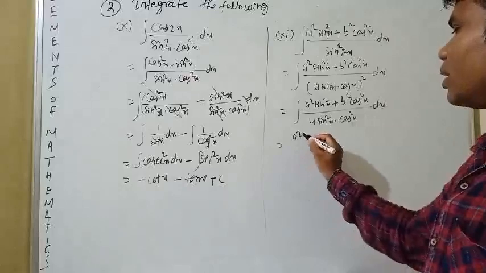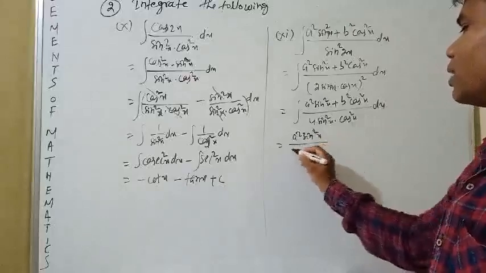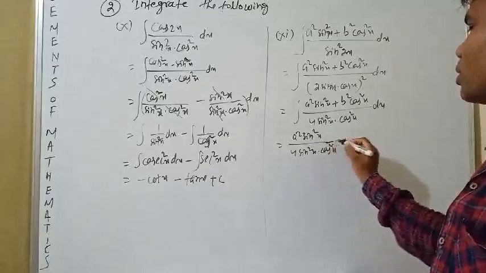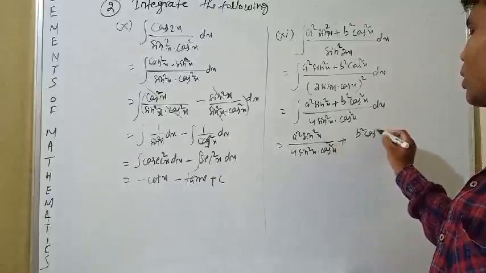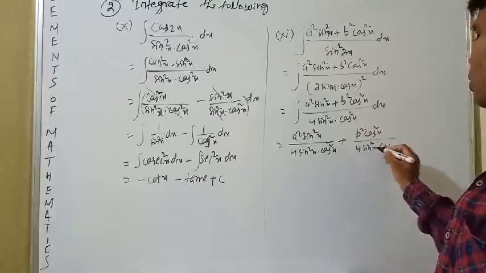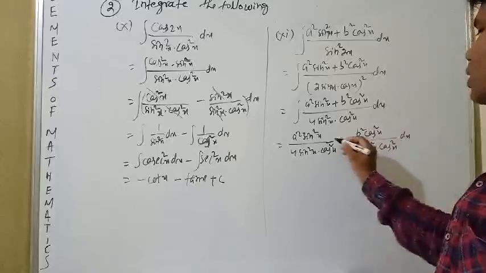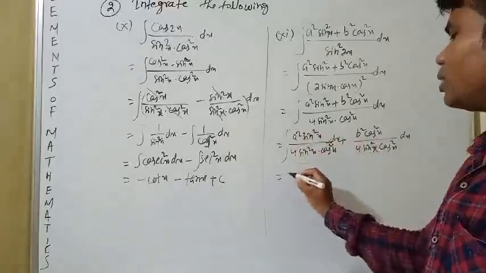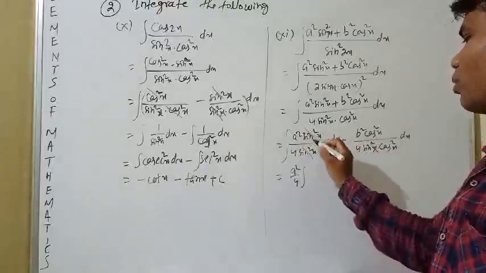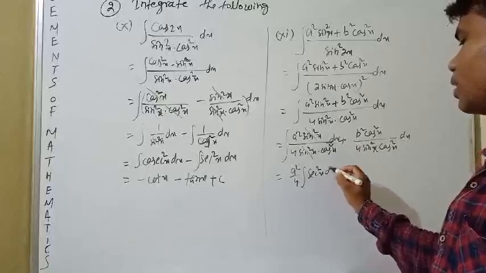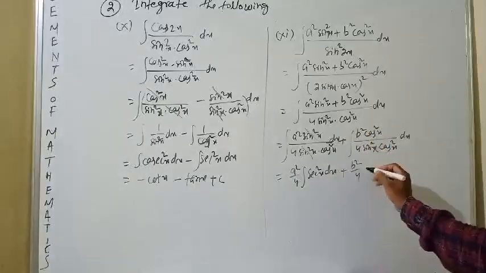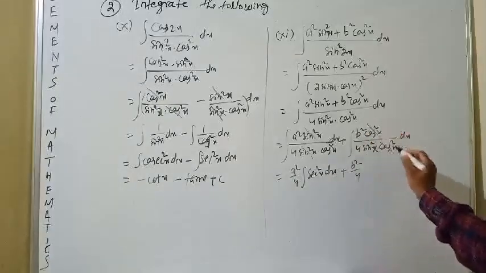Okay, is equal to a square sin square x divided by 4 sin square x into cos square x, plus b square cos square x divided by 4 sin square x into cos square x dx. Okay, you see, sin square x cancels out. A square by 4 is the constant. 1 by cos square x, that is sec square x dx, plus b square by 4 constant. Okay, cos square x cancels out.